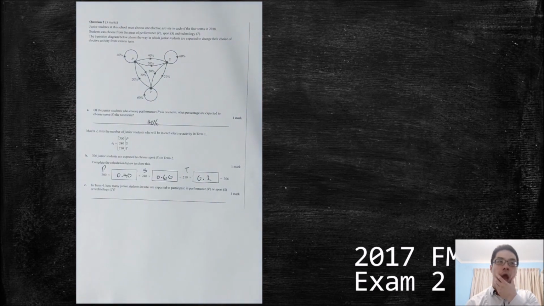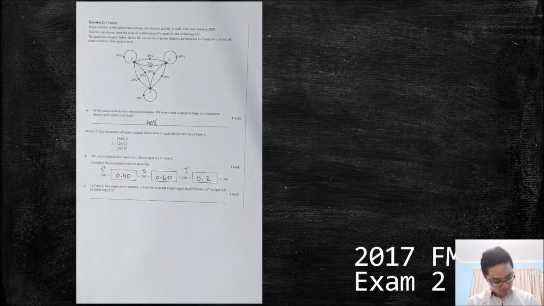Now part C, in term 4, how many junior students in total are expected to participate in performance or sport or technology? So when we're looking at this question, hopefully you realize that everyone does something. Everyone will do performance, technology, or sport. There are no students that get removed from the program, or pick something else.